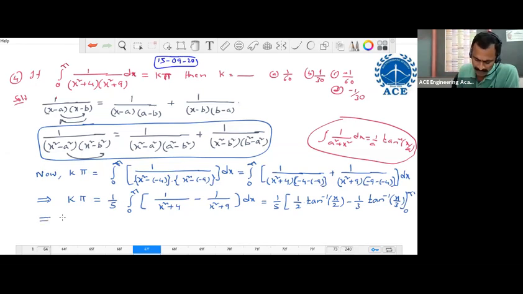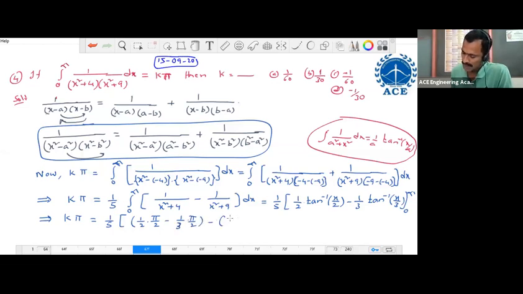Which implies k pi equals 1 by 5 into, for the upper limit, 1 by 2 into tan inverse infinity, which is pi by 2, minus 1 by 3 into tan inverse infinity, which is pi by 2, minus the lower limit, tan inverse of 0, which is 0.